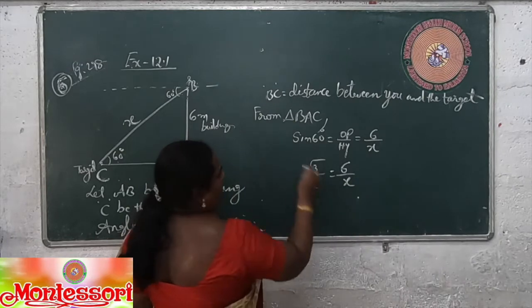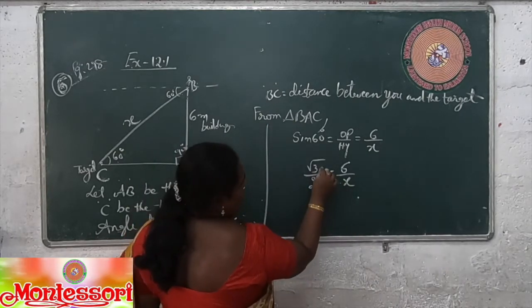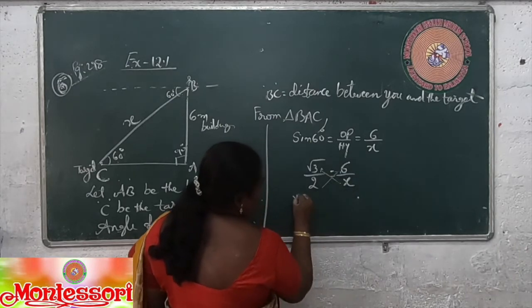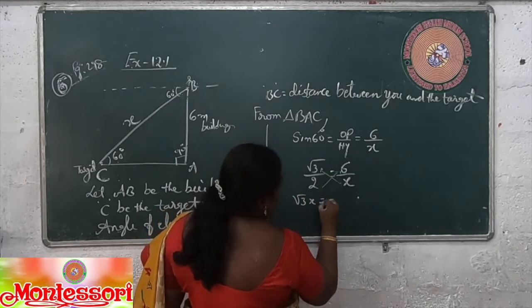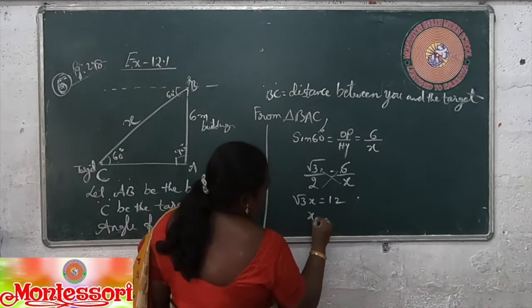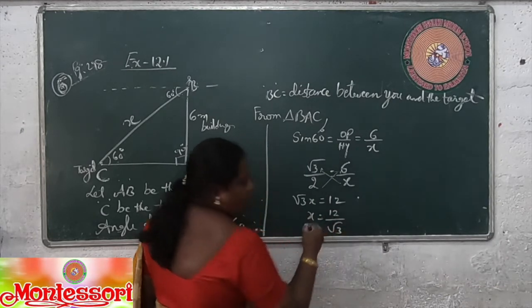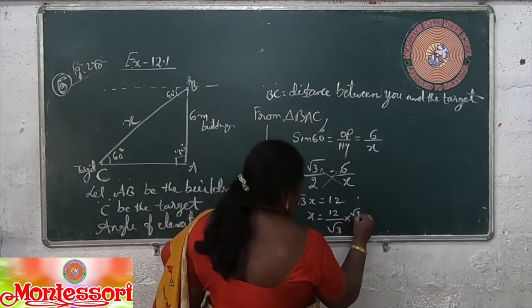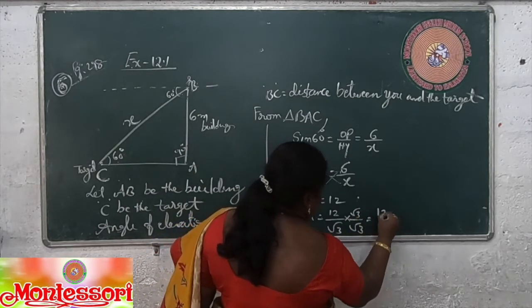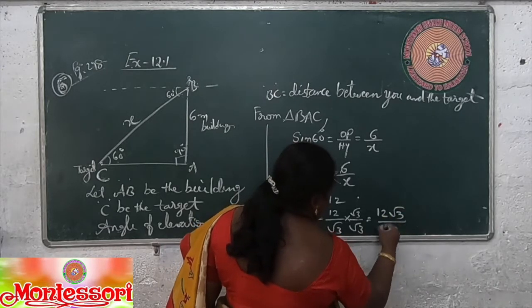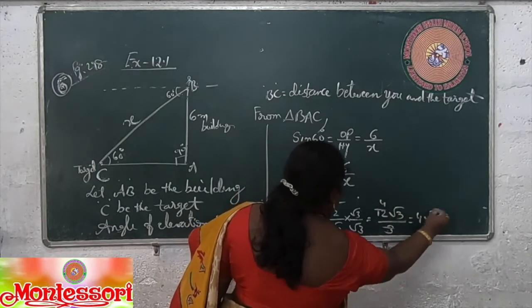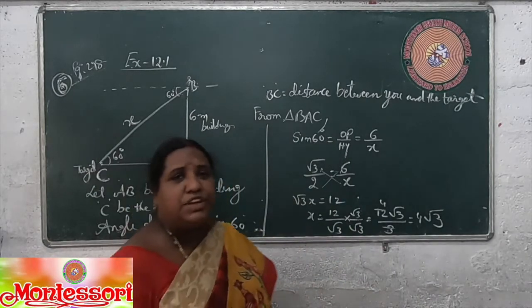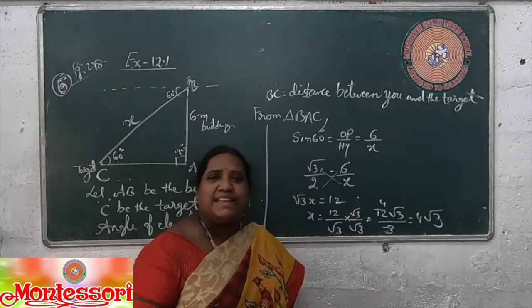Now I want x only. I bring this side, this fraction, to that side. Now automatically what happens? Root 3 x is equal to 6 into 2, that is 12. x is equal to 12 by root 3. To remove that root, I will multiply root 3 on numerator and denominator. So the answer is 12 root 3 by 3, which is equal to 4 root 3. Therefore, the distance between you and the target is 4 root 3 centimeters.